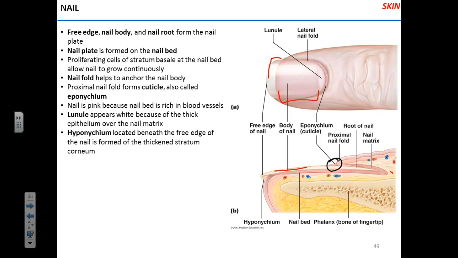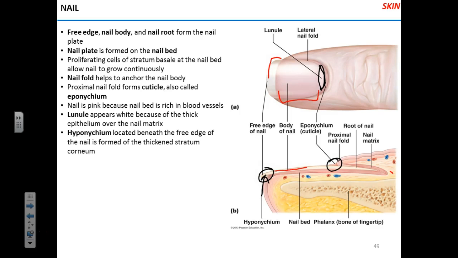The lunule is at the nail root. So that's the part where the epithelium is particularly thick over the nail matrix. That's why it looks white. And here, the hyponychium, at the edge of the nail, the free edge, provides additional sort of whiteness, and the hyponychium is formed of very thick stratum corneum.